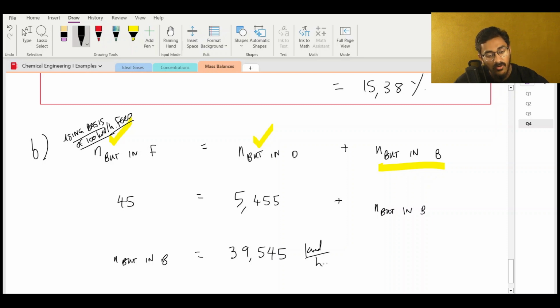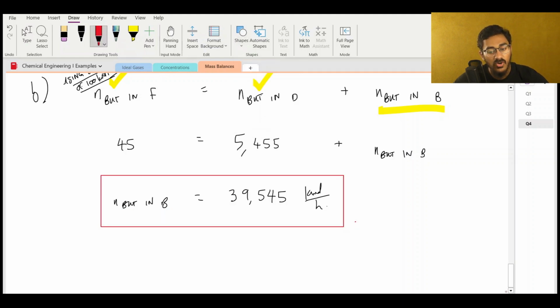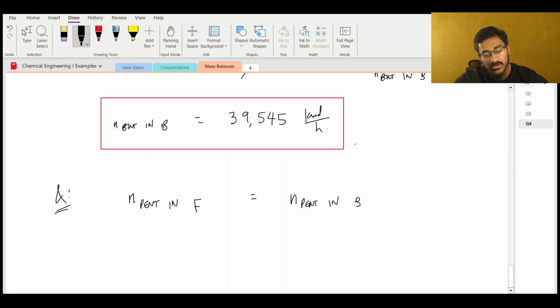kilomoles per hour. But the question doesn't say to me find the number of moles of butane. It says find the mole percentage of butane. And so I need to know the total number of moles in the bottom stream. I can also say, and I know that the number of moles of pentane in the feed stream must equal the number of moles of pentane in the bottoms. And why do I say that? Because all the pentane that's entering in the feed stream must exit as pentane in the bottom stream. Remember, no pentane goes into the distillate.